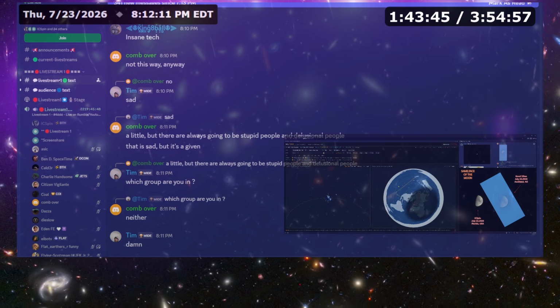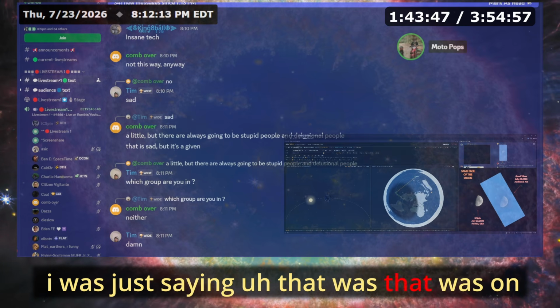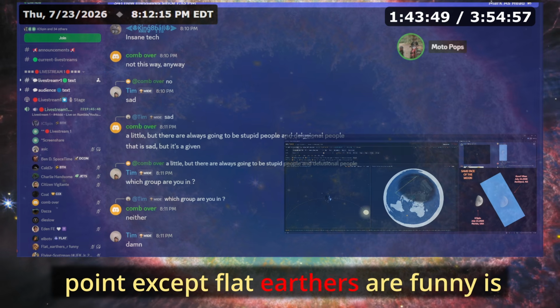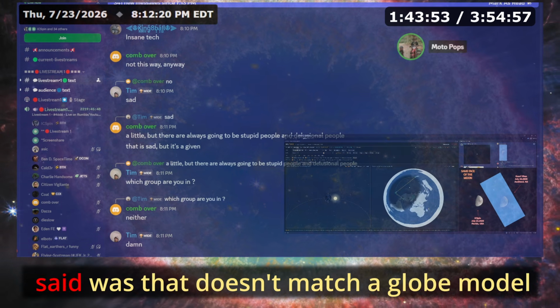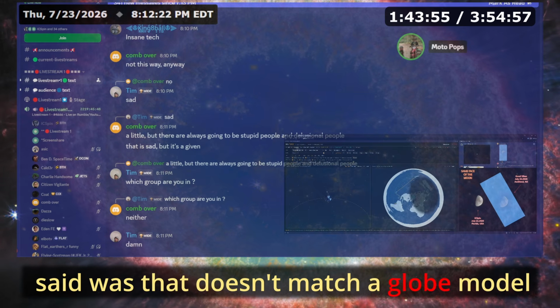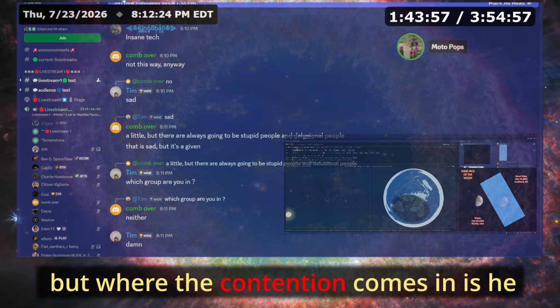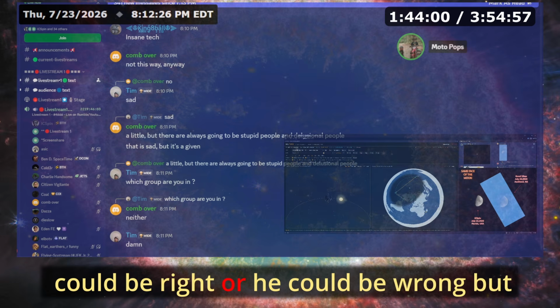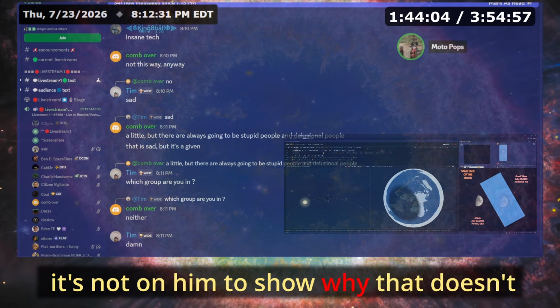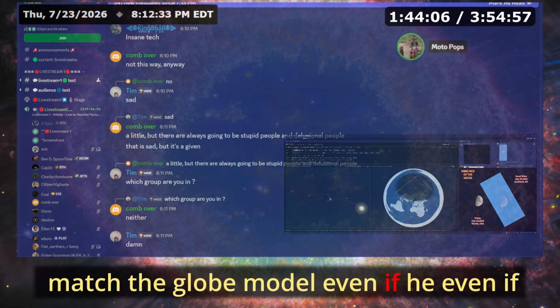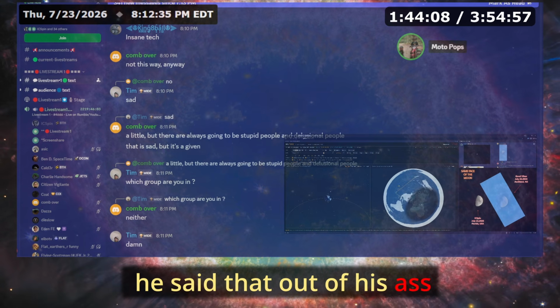Go ahead, Moto. I was just saying that was on point, except Flat Earthers Are Funny is correct that the first thing that Noah said was that doesn't match a globe model. But where the contention comes in is he could be right or he could be wrong, but it's not on him to show why that doesn't match the globe model. Even if he said that out of his ass, still has.